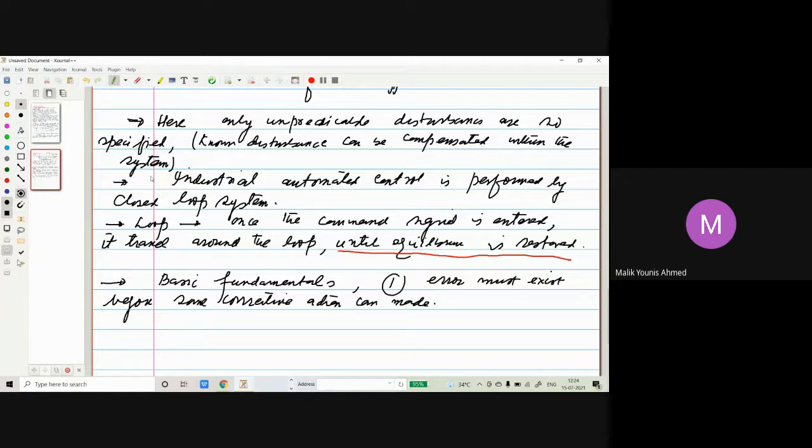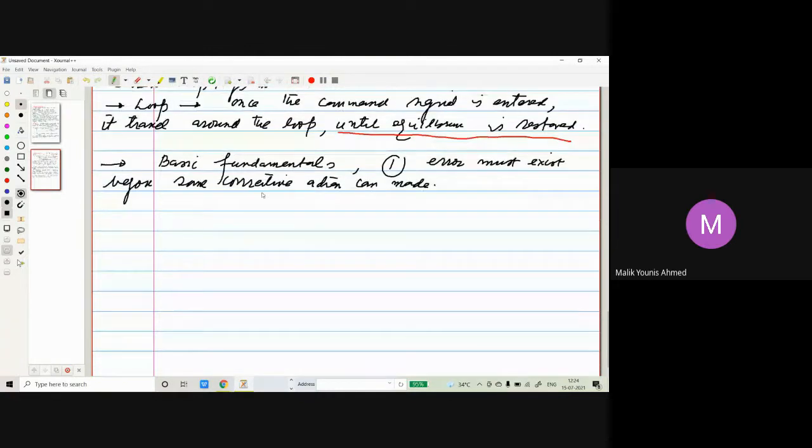So error can be developed in three ways. You should always remember the possibilities of error in an automatic control system. Error can exist in three ways. What are those three ways? First and foremost is that the set point is changed.